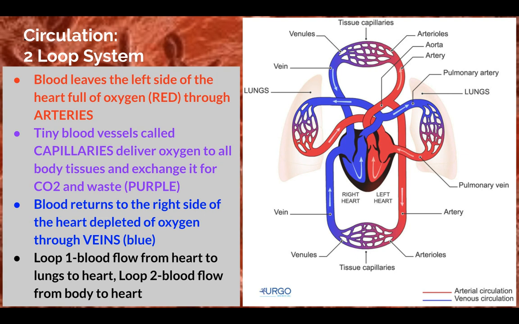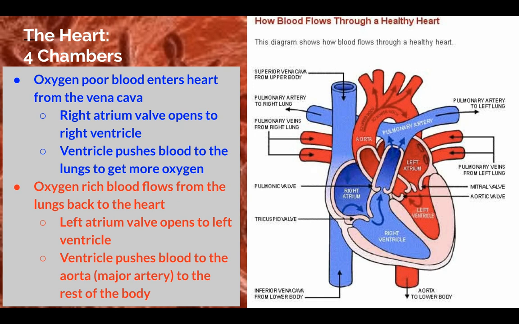And at first glance, it can be kind of tricky, but once you start to follow the pathways and understand where there is oxygen and where there is not a lot of oxygen, it makes a lot of sense. And that's why I like this color-coded pattern. All right, so this is the two-loop system through the body.